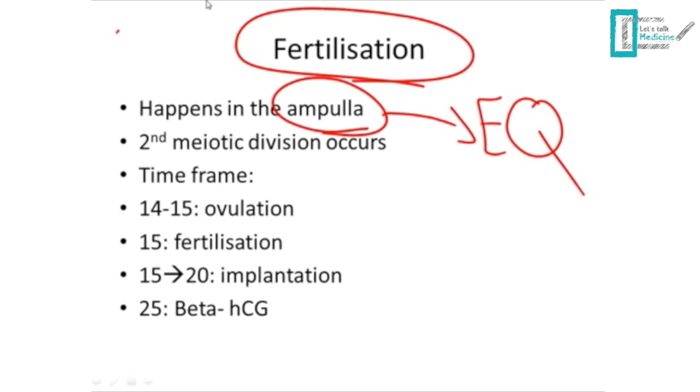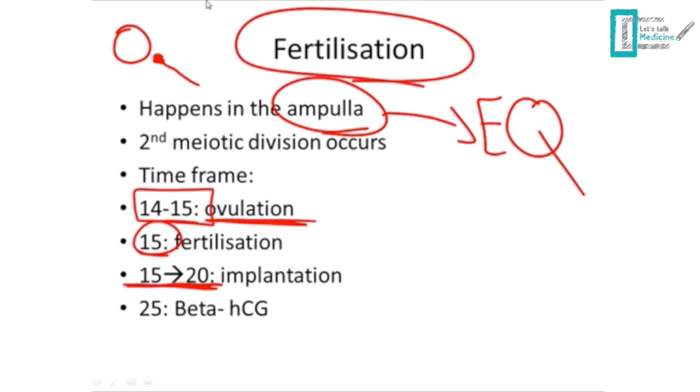So once you have an oocyte in the fallopian tube, which is in the ampulla, waiting, it gets fertilized by sperm. Okay. Once it gets fertilized, it will start to swim to the endometrium. As you can see here, day 14 to day 15 is ovulation. Day 15, fertilization. Day 15 to 20, it will be swimming and swimming until it implants in the endometrium. After that, at day 25, what will it give us? It will give us a very important hormone, beta HCG.